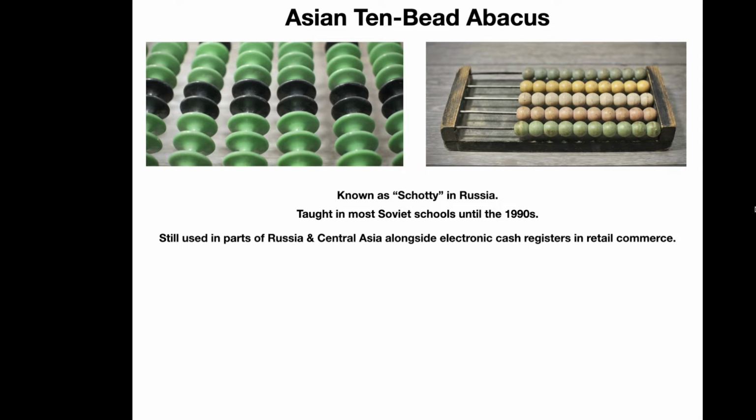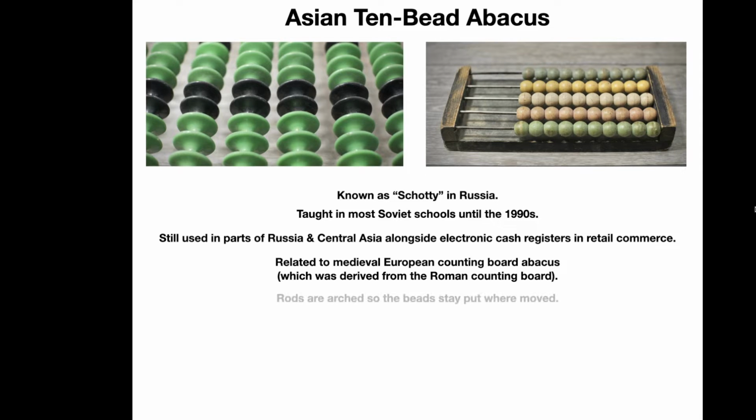In fact, you can see videos on YouTube of merchants using electronic cash registers to add up items from a customer's purchase, and then they will go right over to the Russian abacus and add them up on the Russian abacus as well. So it was related to the medieval counting board, which was derived from the Roman counting board, and we suspect that there may have been some cross-pollination of ideas coming back from East Asia, from China, where they get the beads on rods construction.